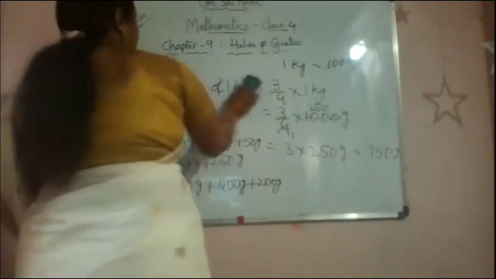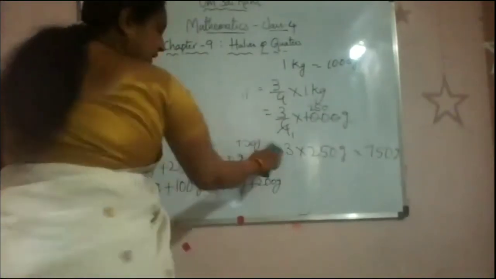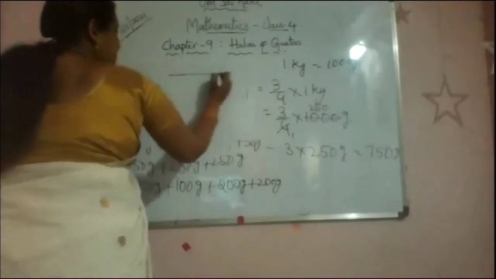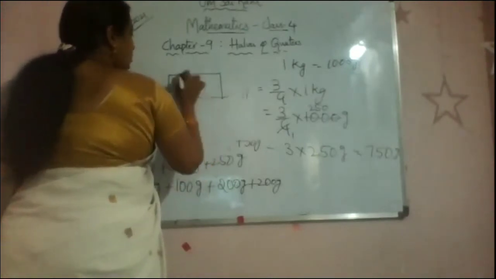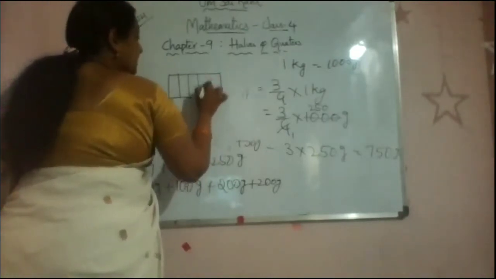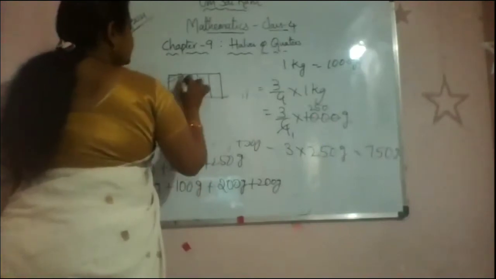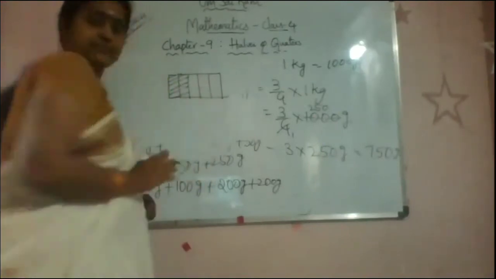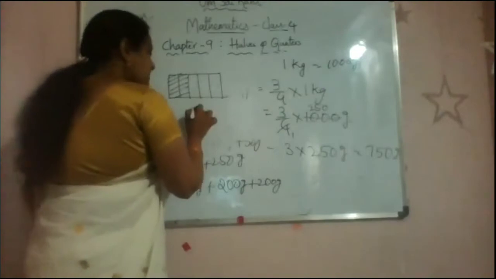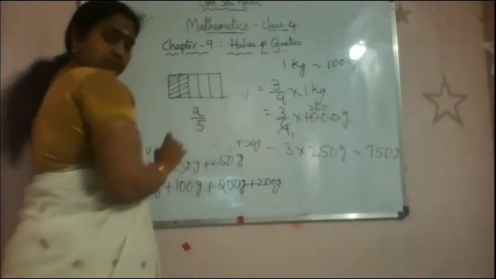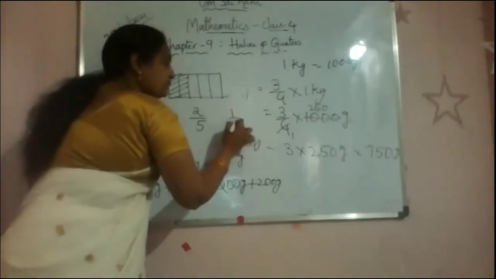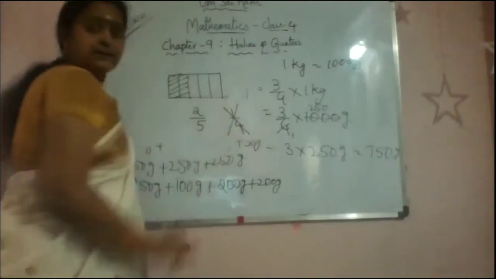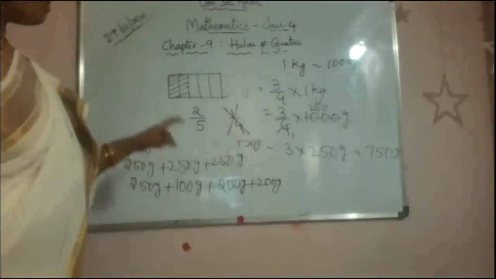What is the fraction? 2/5. Yes, very good. So 1, 2, 3, 4, 5, and in that these 2 parts are colored. So how will we write the fraction there? 2/5. But it is given for us 1/4. So it is wrong.